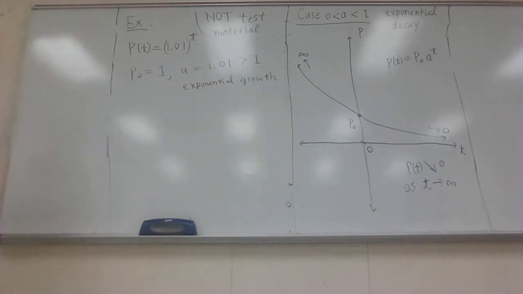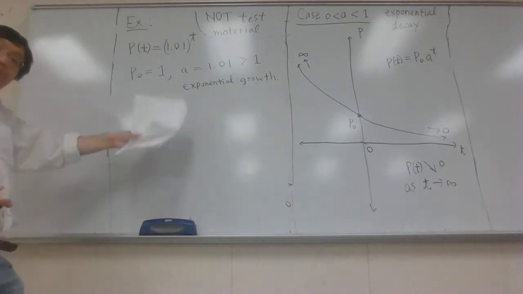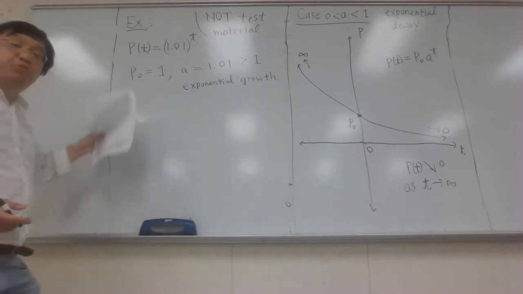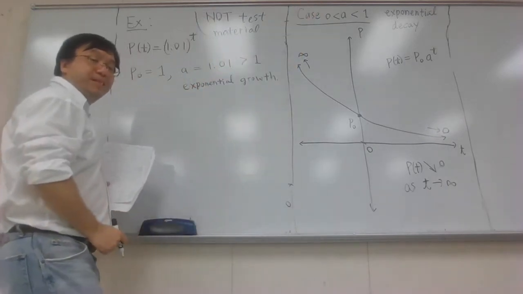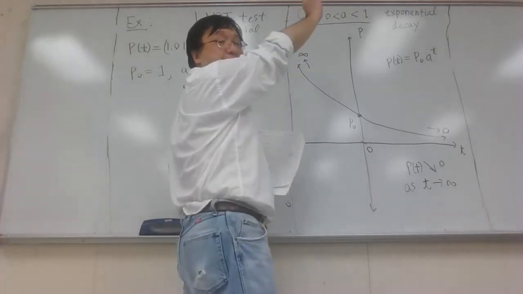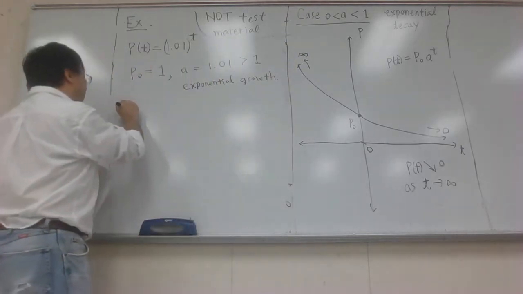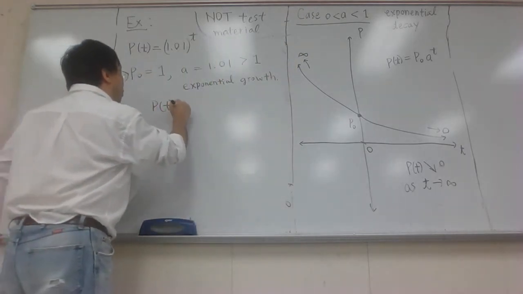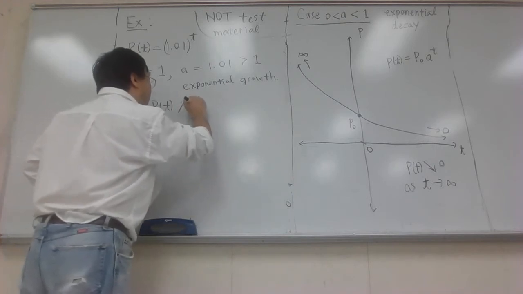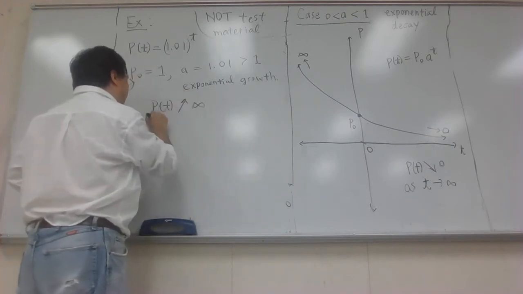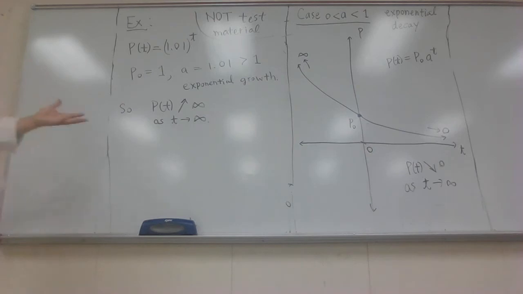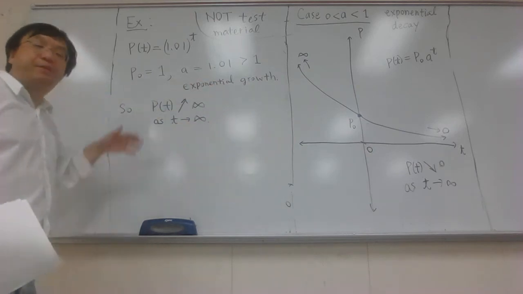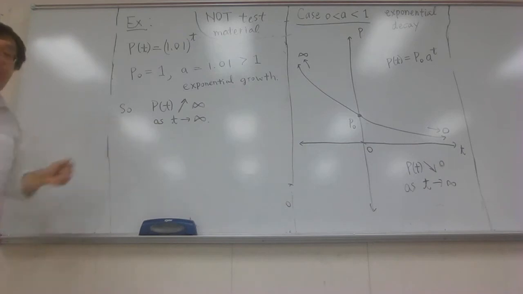Okay? Since it's exponential growth, that means from the picture that I just erased, as we move forward in time, the function should blow up to infinity. Exponential growth means that as we move forward in time, the function should grow to infinity. That's what exponential growth means.